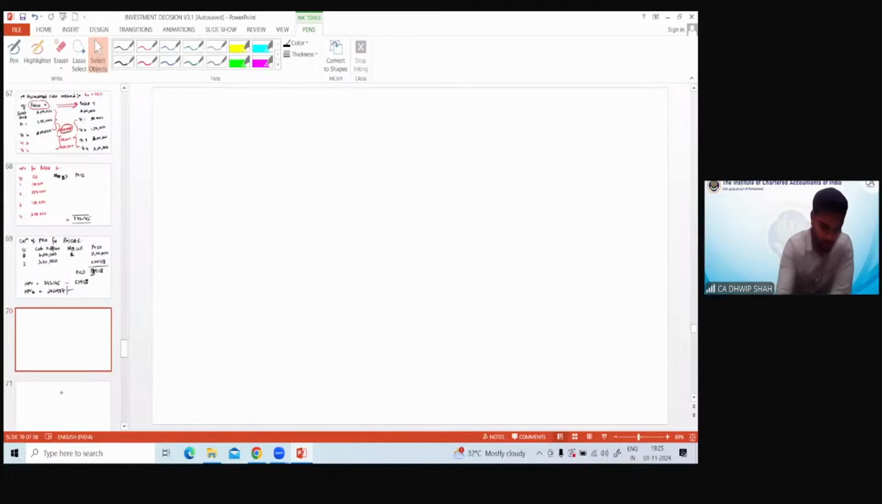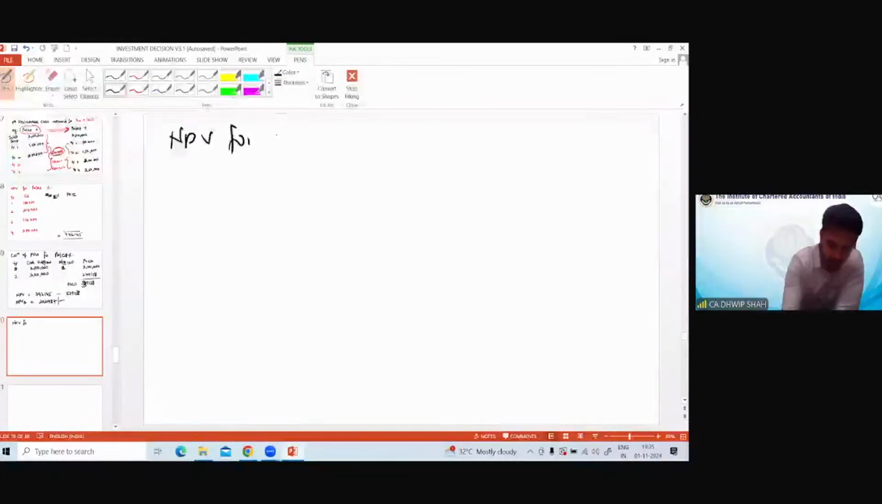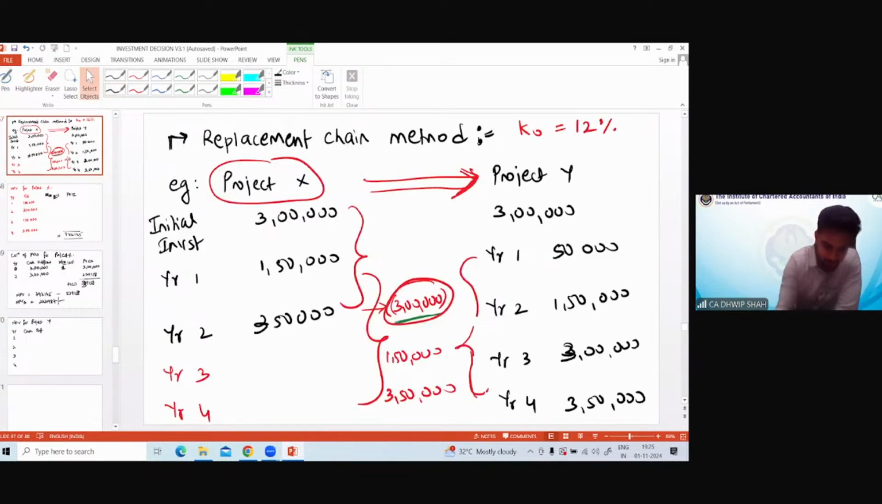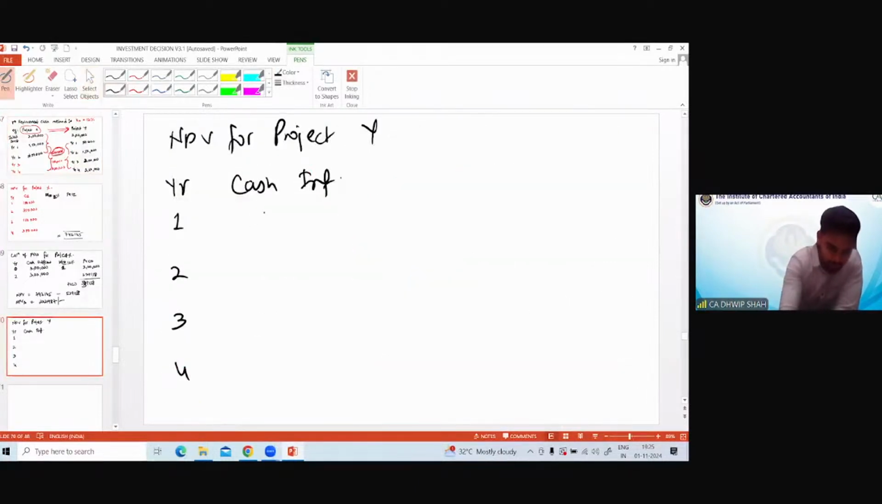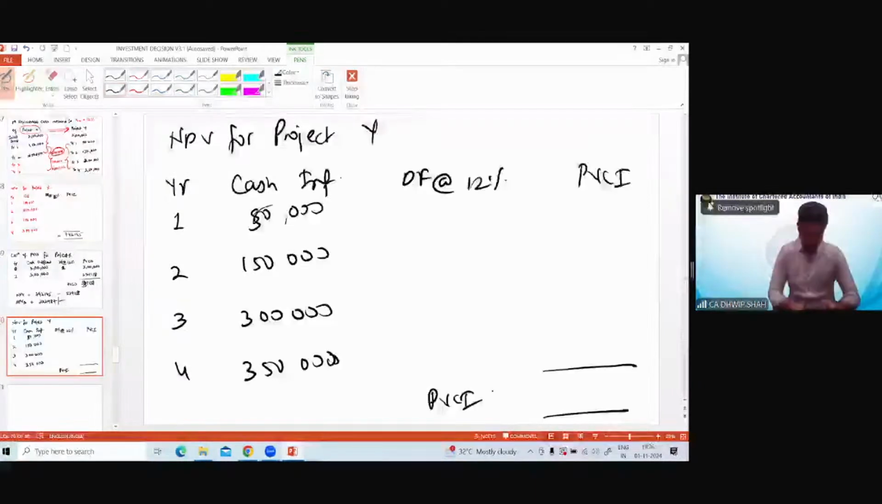Understood? So now the second step is to calculate for project Y. I will write down years 1, 2, 3, 4. The cash inflows for project Y are as follows: 50, 150, 3 lakh, 350. Okay?